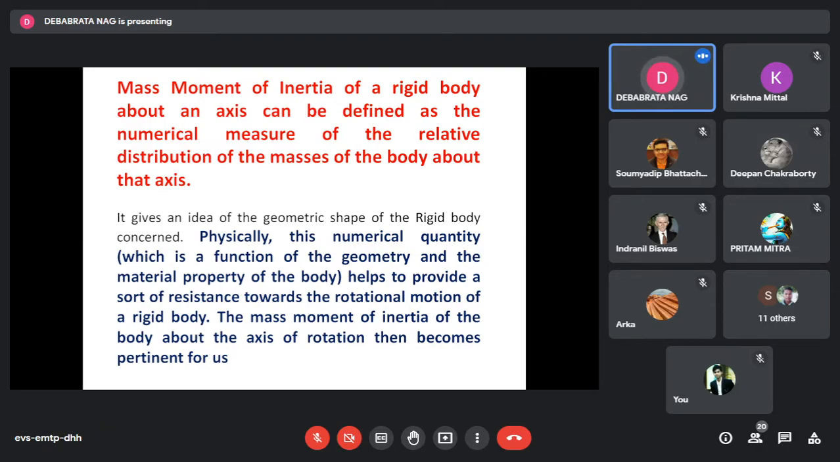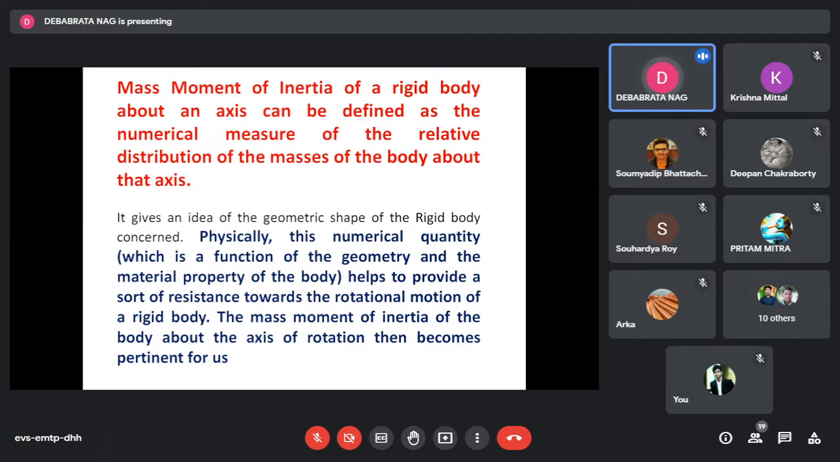Now, why do we calculate the whole thing? Because it gives an idea of the geometric shape of the rigid body concerned. It means how the masses of the body can be distributed with respect to a certain line. And physically, this numerical quantity is a function of the geometry and the material property of the body. Obviously, it is a joint function.